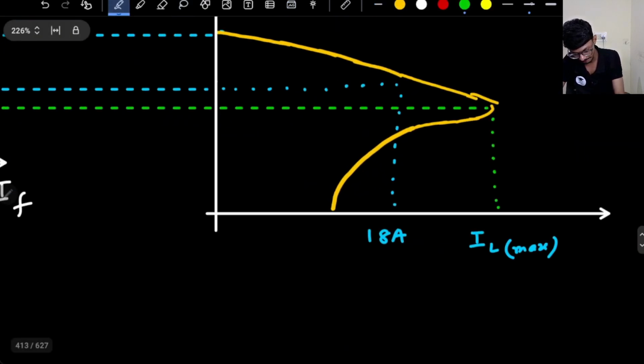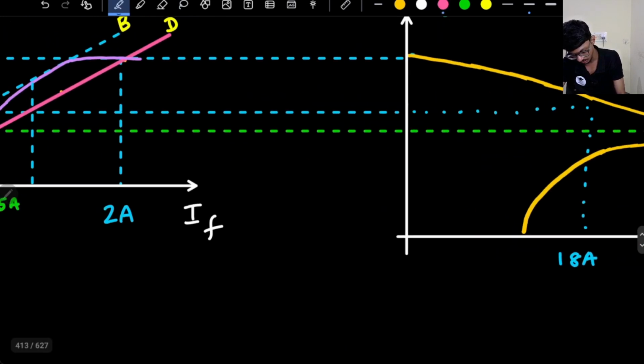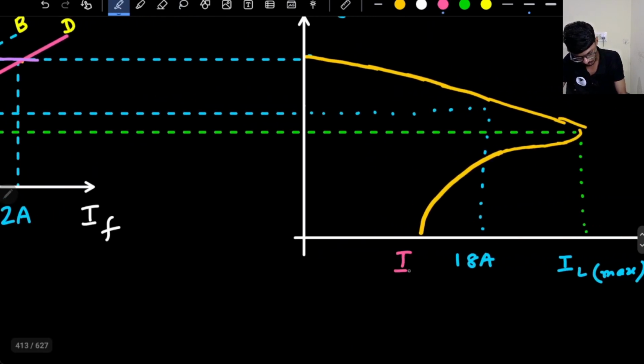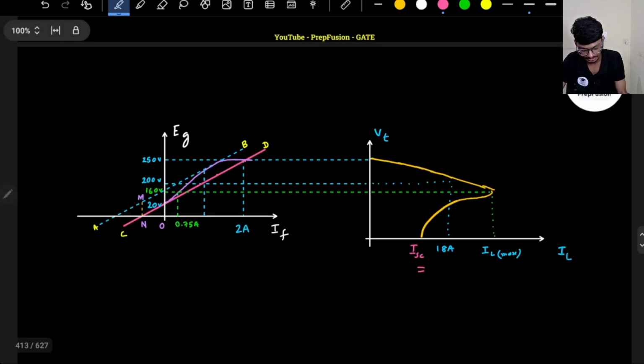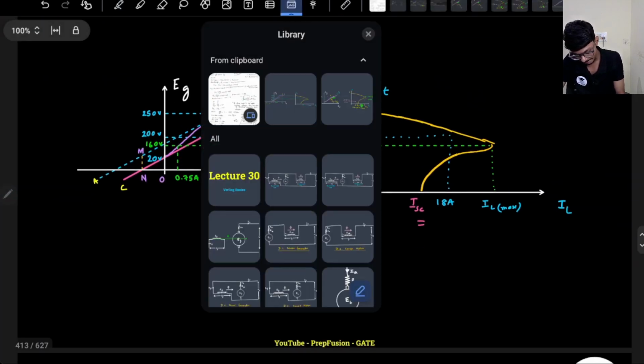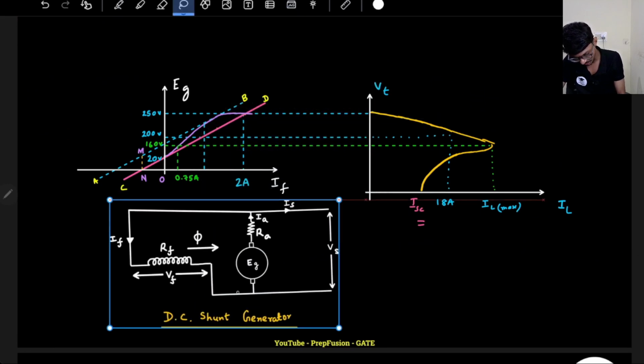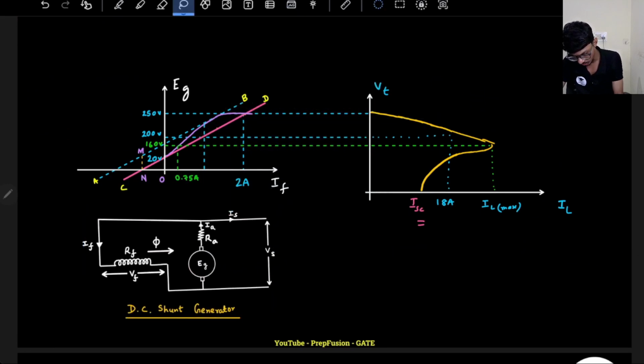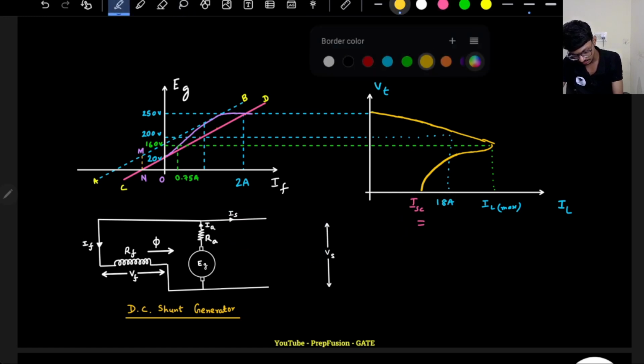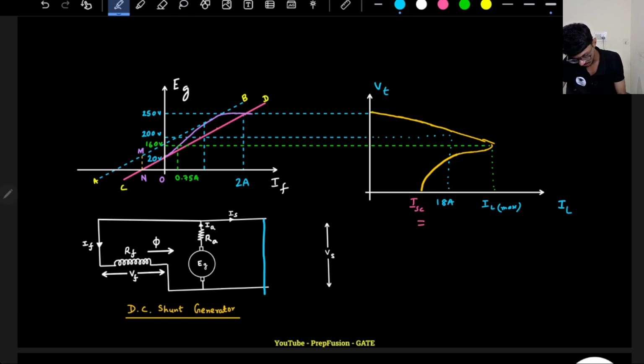So what is short circuit current? This is the short circuit current, ISC. What is ISC equal to? In the previous lecture we discussed that if I copy my DC shunt generator, short circuit is the condition where the load is simply short circuited. If the load is short circuited, the terminal voltage VT is simply 0. That means the field current will be 0 amperes. If the field current is 0, the flux will be only phi residual, so due to phi residual I will have some residual EMF, E residual.